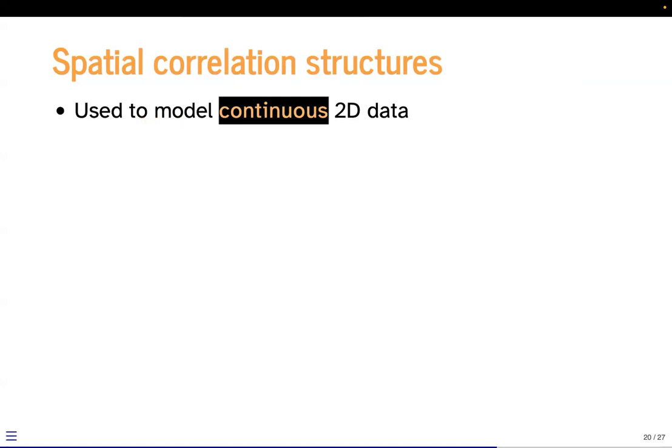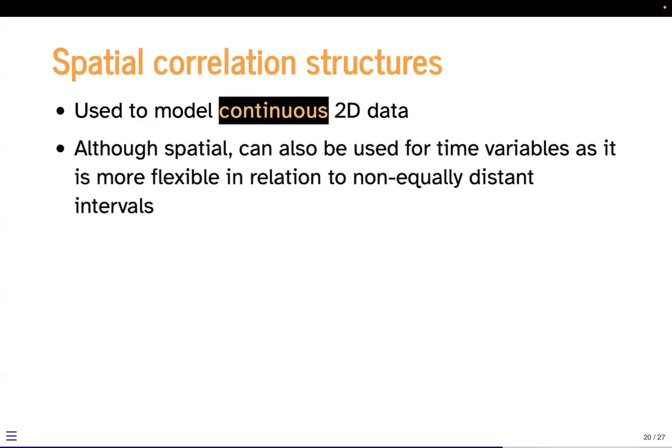I mean, it's going to be very difficult for you to measure things equally spaced in the precision ag approach, if you think of it. So these matrices allow you to use continuous data with them. And even though they are spatial in nature, because they have this flexibility of working with continuous non-equally spaced steps, they're also used for temporal repeated measure analysis. So even if you have time, you can still use the spatial correlation structures if you wish.